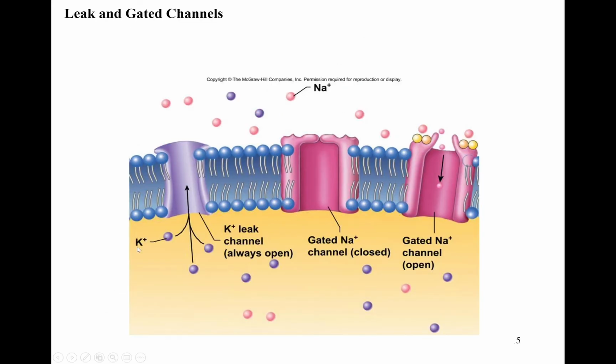Here's a picture of your leak and gated channels. The leak channels are ones that are always open. There's no gate or anything. They can go in or out. And then the gated channels have a gate. It just looks like a gate. When it's closed, it can't go out. But when it's open, they can move in and out. This is showing movement into the cell.